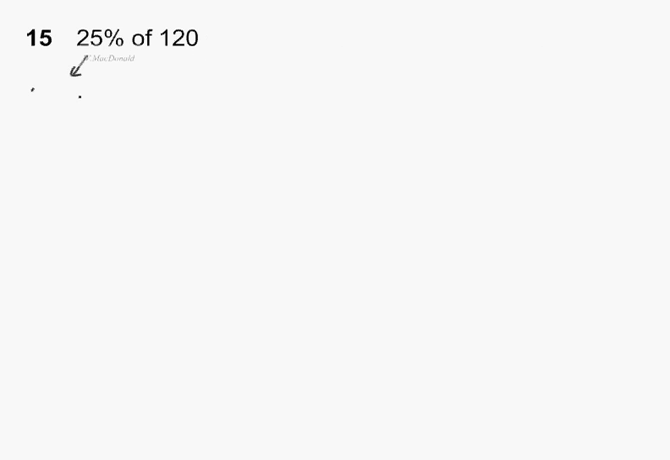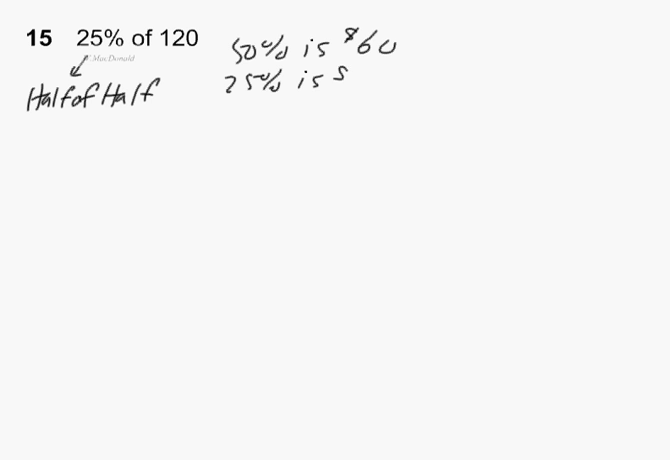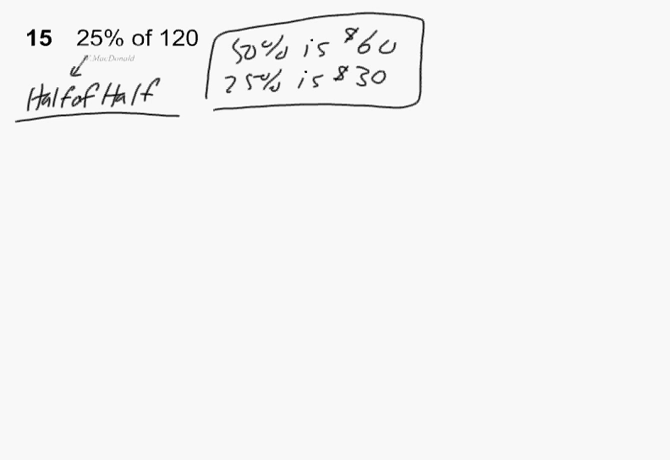25%, we know that it's half of half. So 50% is $60. So 25% would be half of that, which is $30. Notice the work I showed. I've defined what 25% is, and then I showed how I got there by figuring out half, and then half of that.